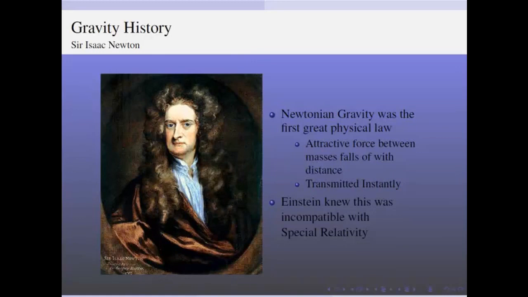Einstein knew that this was incompatible with special relativity. And special relativity says that nothing can move faster than the speed of light. That's what this is telling us, that there's no velocity greater than c. That just does not happen. And so Einstein set about trying to remake this gravity, trying to mix Newtonian gravity with his theory of special relativity.